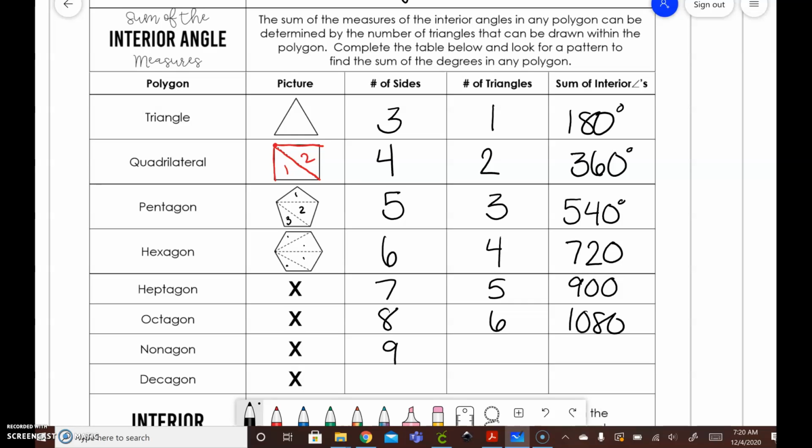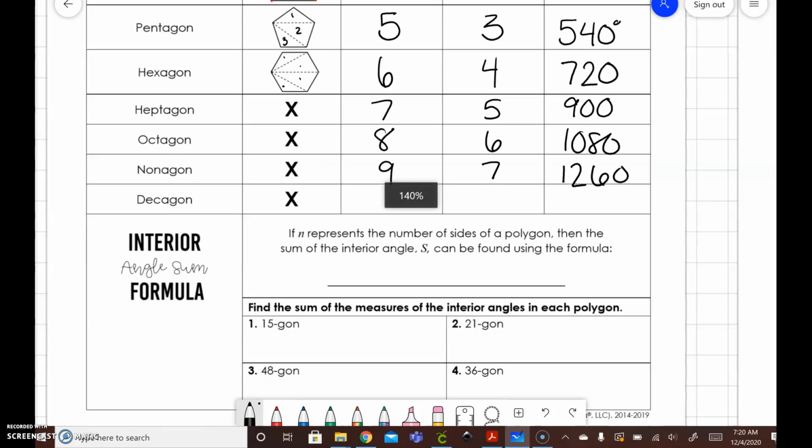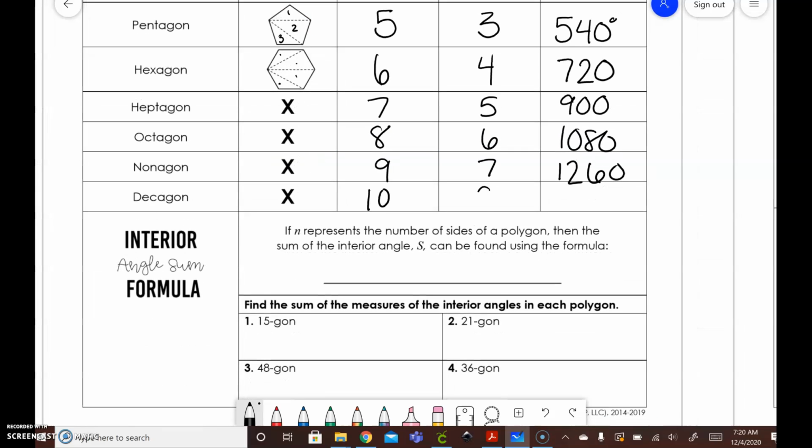We have a nonagon, we have 9 sides. It would be 2 less, so 7 triangles. And the last one, 1440.